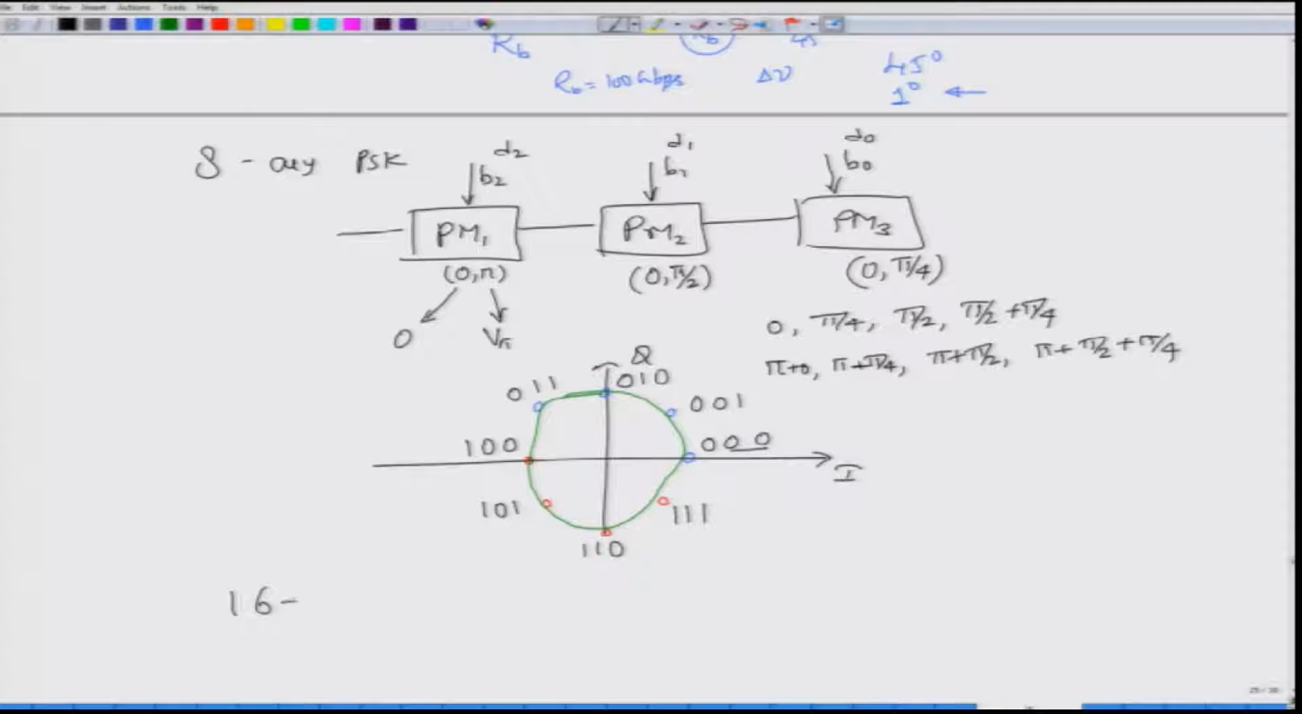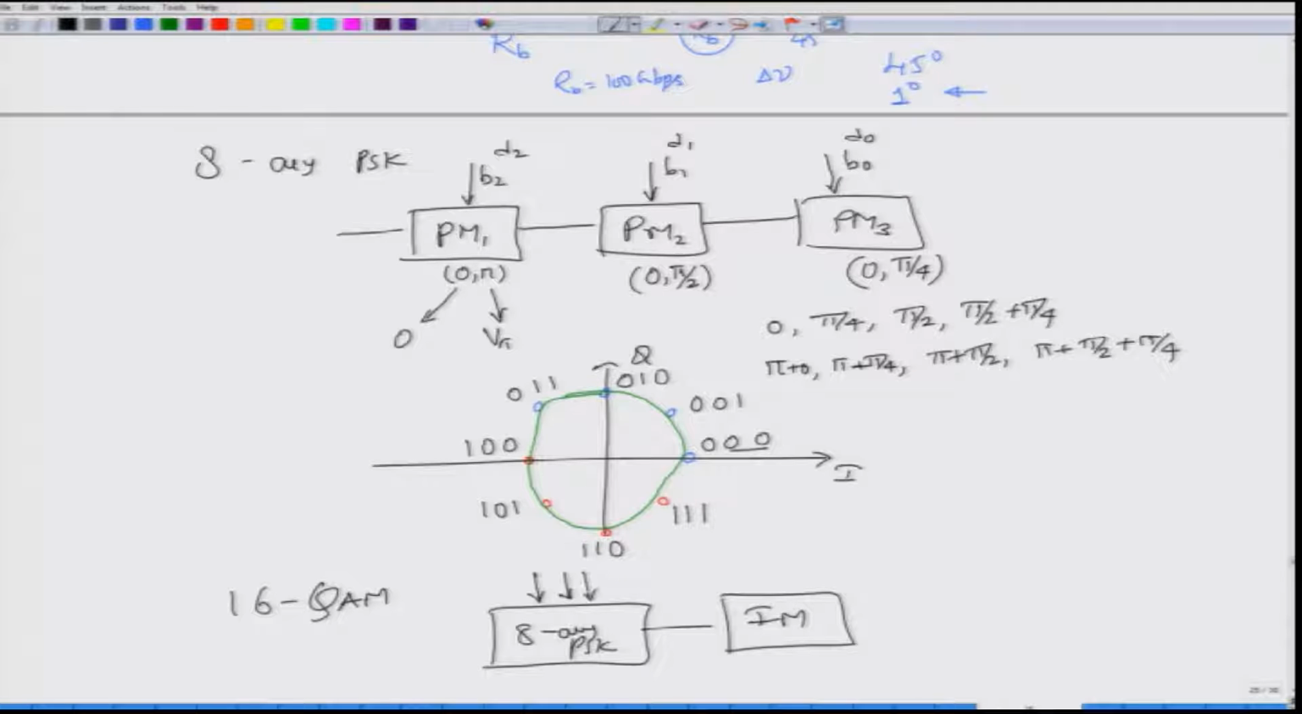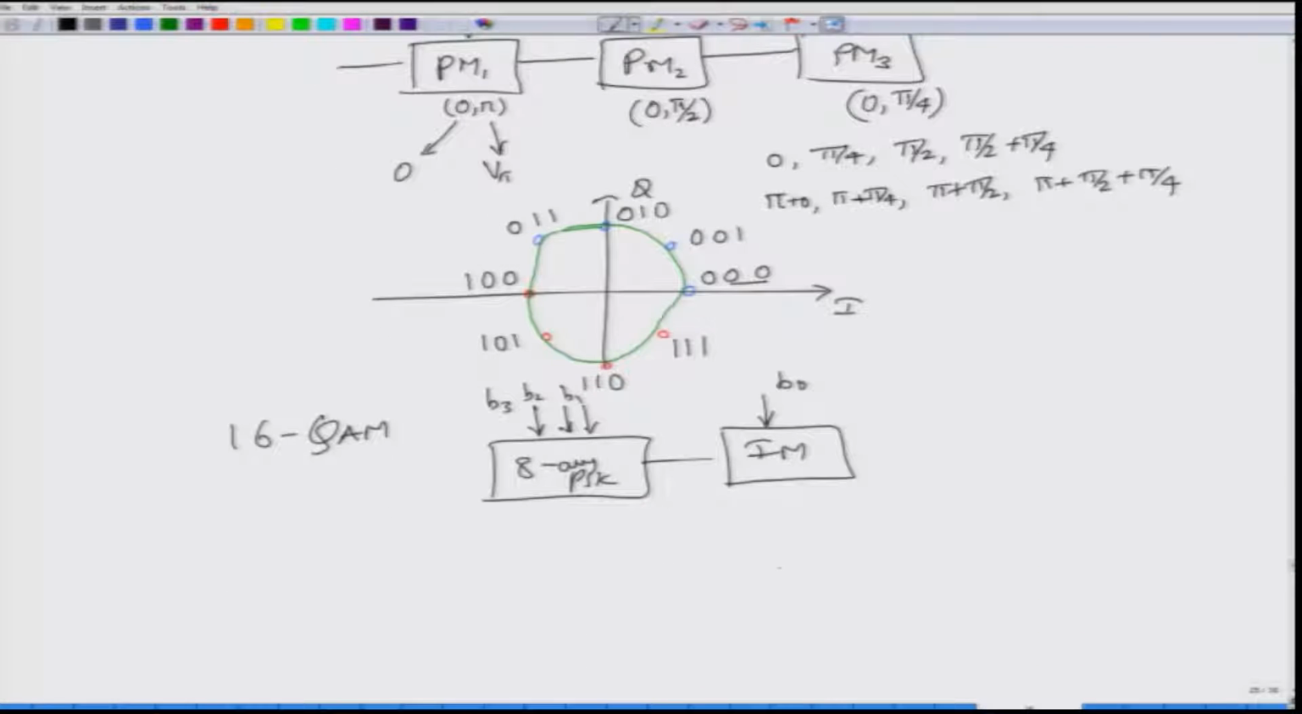Now, to generate a 16 star QAM, all you have to do is take an 8-array PSK system over here, and then have an intensity modulator. To this 8-array PSK you supply B3, B2 and B1. To this intensity modulator you supply B0, B0 being the least significant bit. So, you supply the least significant bit, and what you would essentially generate is one 8-array PSK correspondingly defined by B3, B2 and B1, and the same 8-array PSK, but this time with a different amplitude.